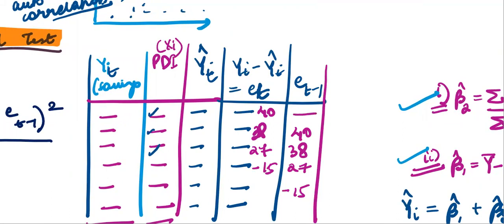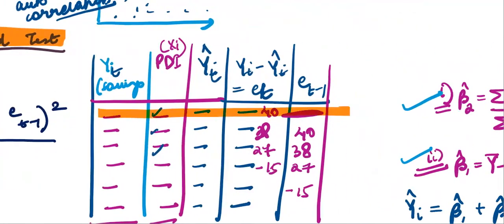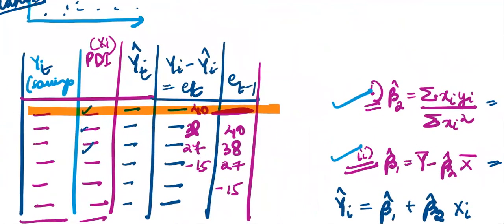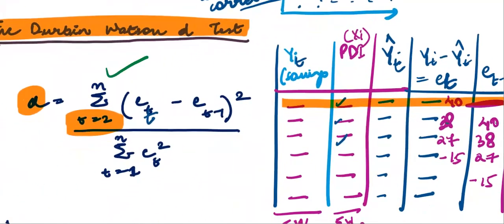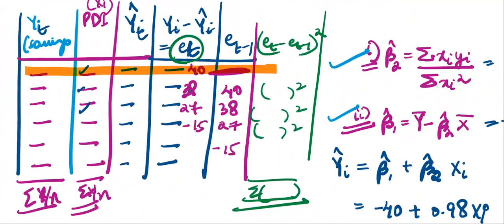Of course, you will miss out on the first term because there will be no lag present here. Therefore, if you notice, I am starting from t equal to 2. For t equal to 1, the lag will not be there, so you skip this. Now you will find et minus et minus 1 whole square. So you will subtract and square, subtract and square, and so on. And finally, you will add all these terms together. This will give rise to your numerator.